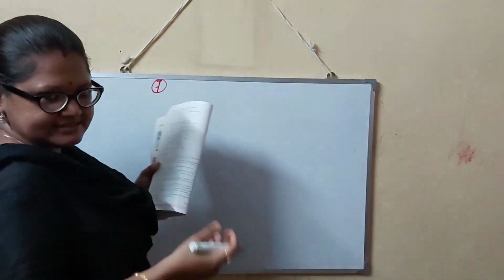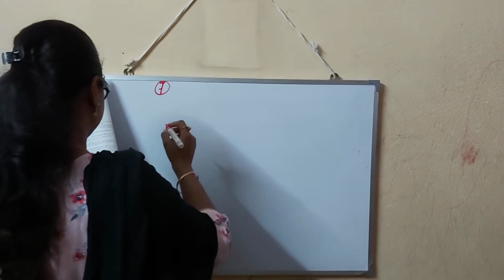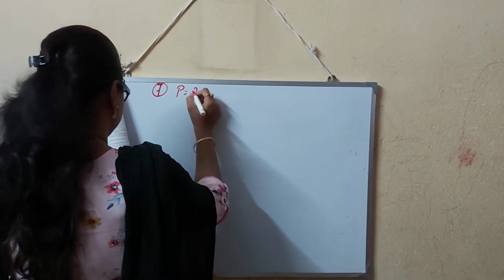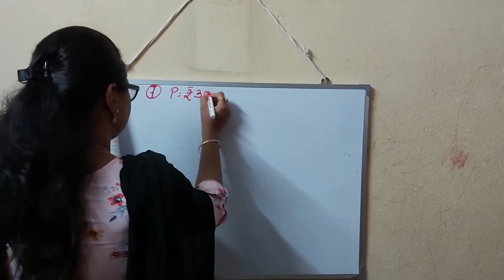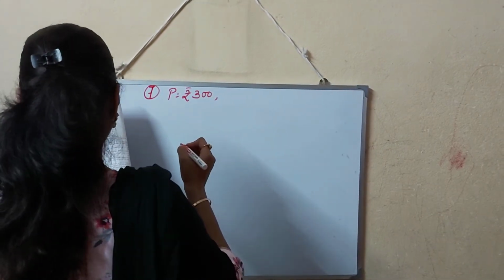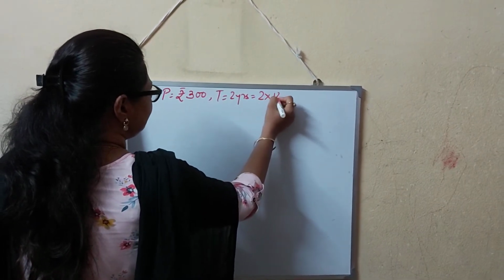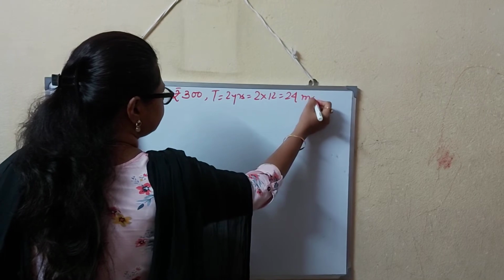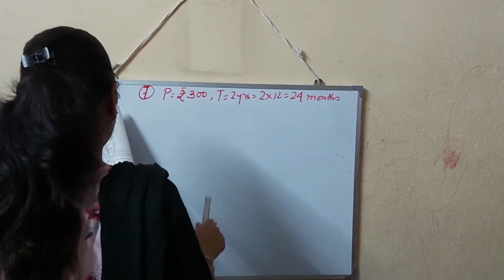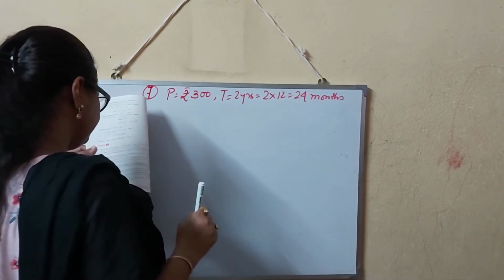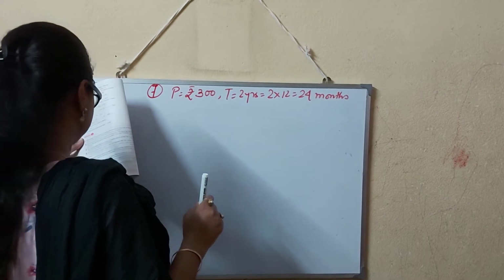So different patterns actually which I am showing. David opened a recurring deposit account in a bank and deposited rupees. So principal here is rupees 300 per month for 2 years. Time is 2 years. 2 years becomes 2 into 12, that is 24 months. If he received rupees 7725 at the time of maturity, find the rate of interest per annum.